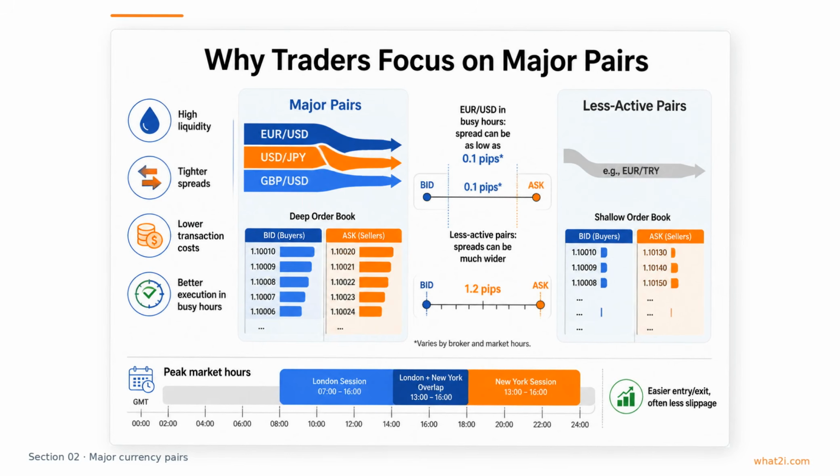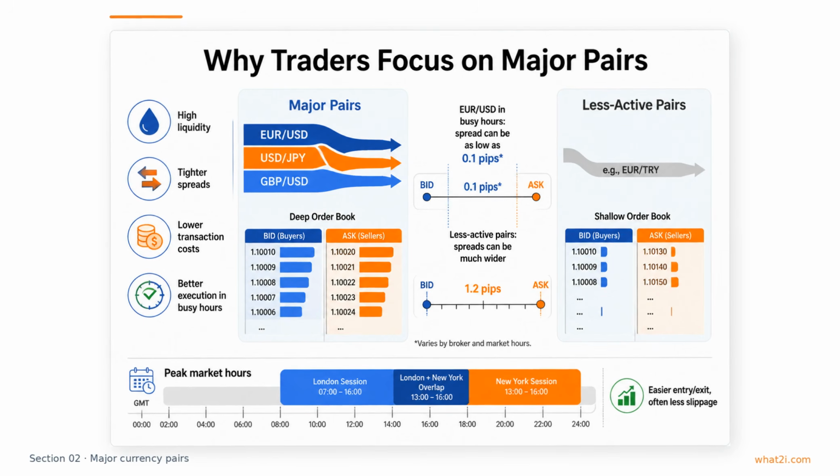High trading volume usually means high liquidity, and high liquidity tends to produce tighter spreads. Tighter spreads reduce transaction cost, which matters especially if you trade more frequently. Majors also tend to offer better execution during busy market hours, particularly when London and New York are both active. That does not make them risk-free, but it does make them more efficient trading instruments. For many traders, that efficiency is a major reason to start with majors.